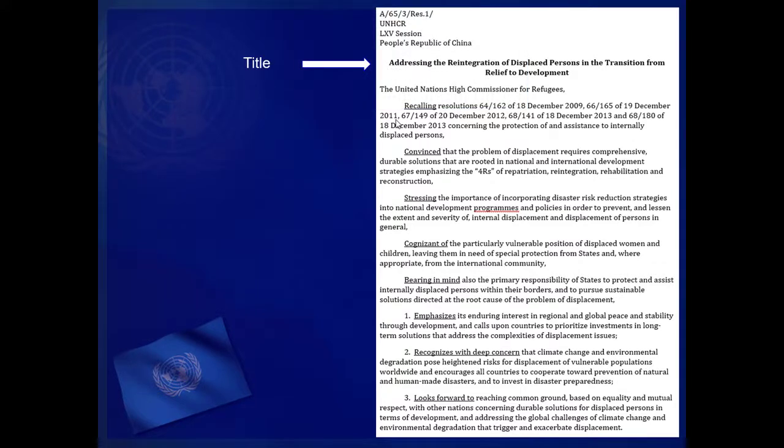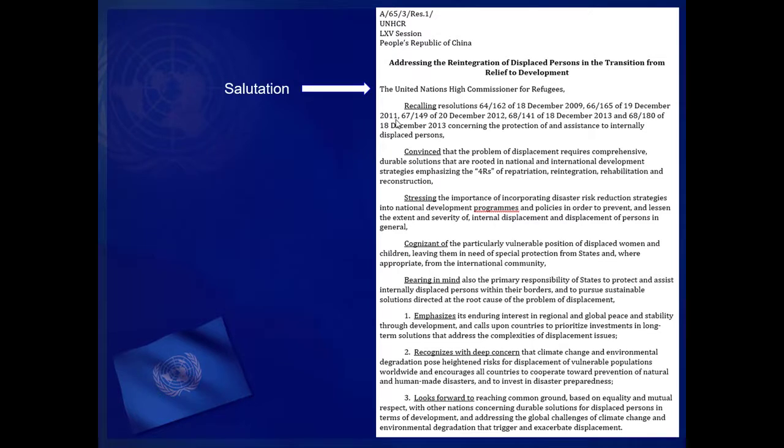Next, we have the title. In this case, the resolution is entitled Addressing the Reintegration of Displaced Persons in the Transition from Relief to Development. The title should always be centered and is either bolded or written in all caps. In general, the title should be closely aligned with the topic of debate and should provide a summary of the content of the resolution itself. In other words, the title should capture the overall content of the resolution.